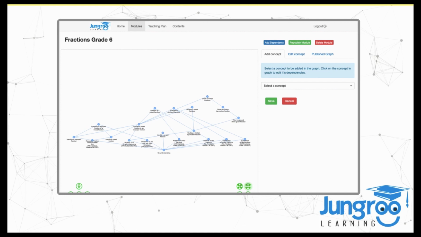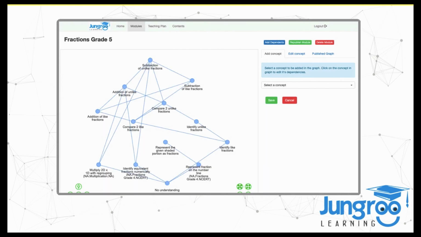This is a sample knowledge graph of grade 6 fractions. As the concepts taught in grade 6 are dependent on concepts taught in grade 5, the grade 6 concepts are connected to grade 5 concepts. Now you are seeing the sample grade 5 fractions knowledge graph. The grade 5 concepts are dependent on grade 4 concepts, and also on concepts in other domains like multiplication.